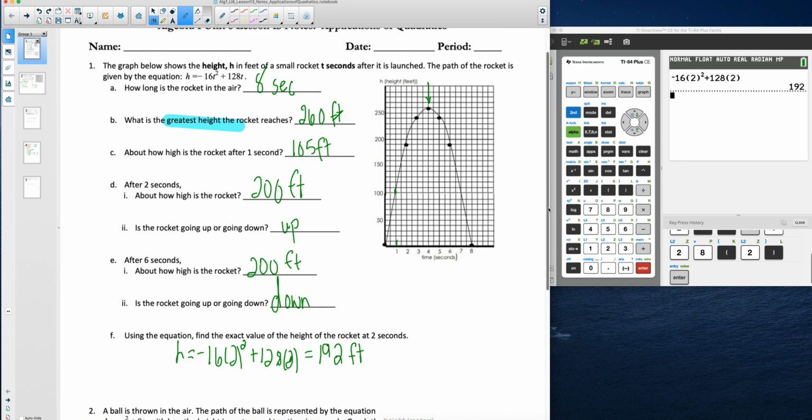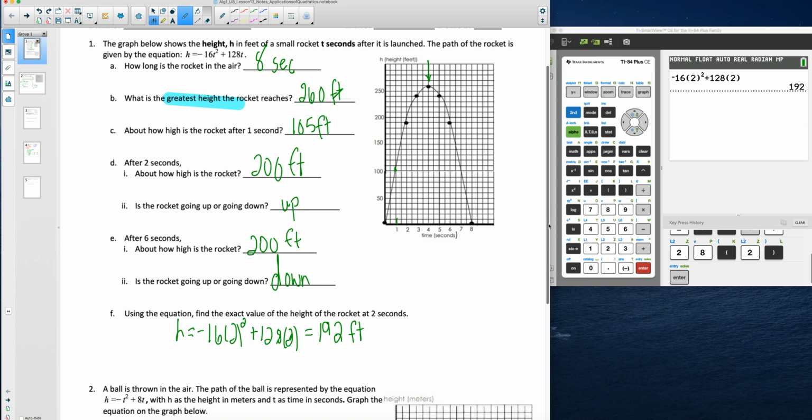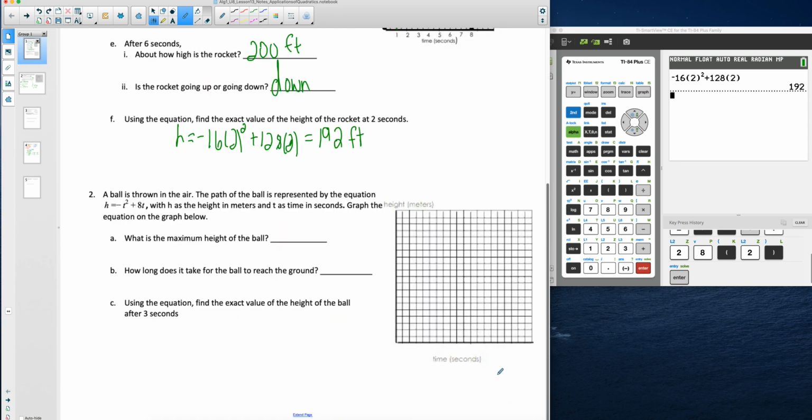You're going to look at problem 2, and there are 3 parts to problem 2 as I scroll down. The first thing it says is, a ball is thrown in the air. The path of the ball is represented by the equation h equals negative t squared plus 8t, with h as the height in meters and t as the time in seconds. So height in meters is your y-axis, your vertical. T is time in seconds, that's your x-axis, your horizontal.